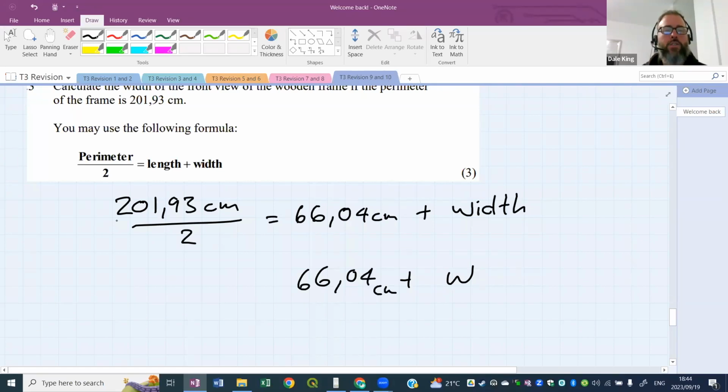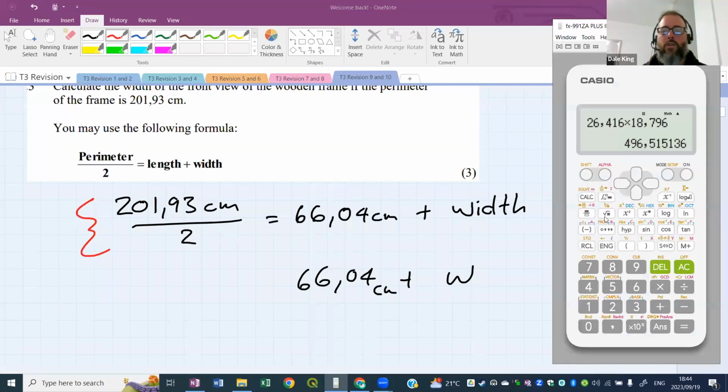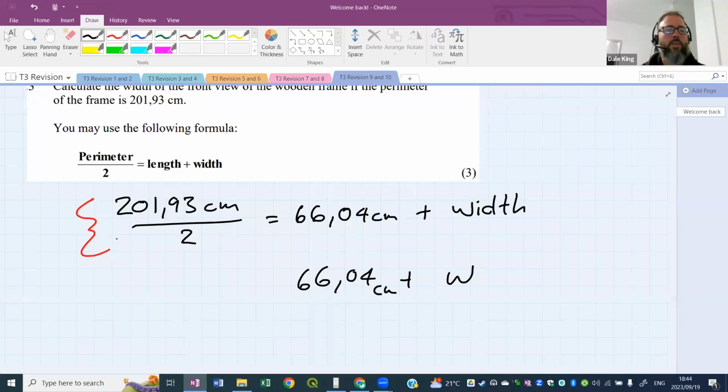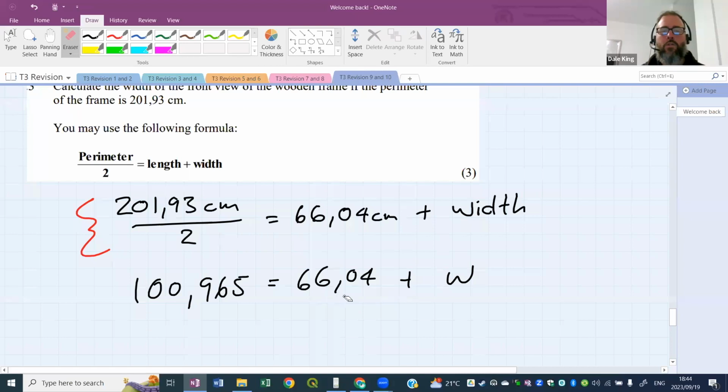I'm going to do like Ben suggested the last time. This here, simplify it, make it more simple. So let's do that now. Say 201.93 divided by 2. That's 100.965. I've just taken the top fraction and I've made it more simple. So now I've got 100.965 is equal to 66.04 plus W for width.